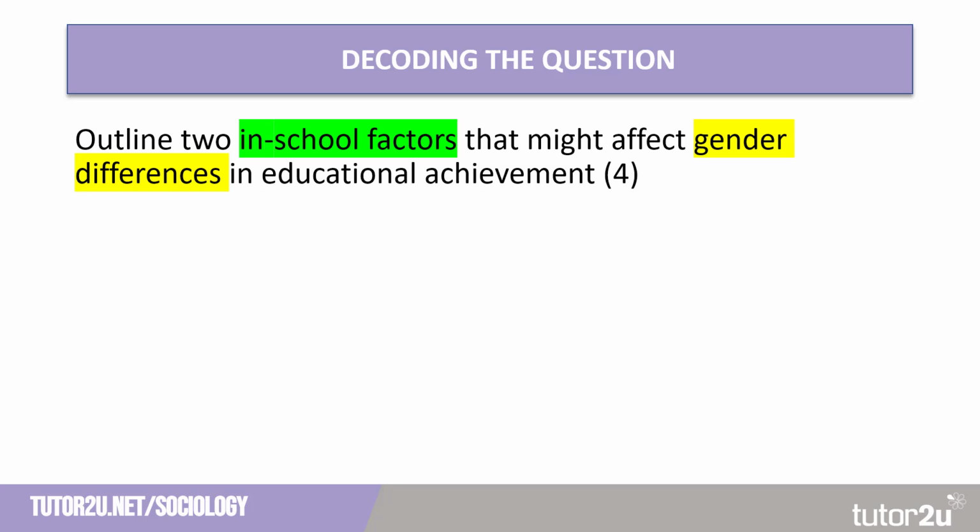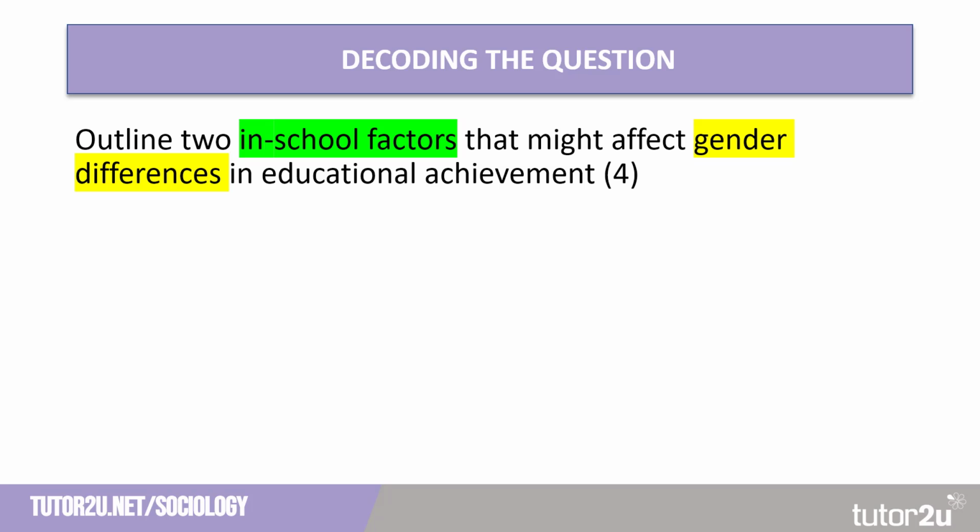In our first sentence, what we look to do is to identify the cause, the in-school factor, and then in our second and subsequent sentences, we talk about how this one specific cause will impact on gender differences. So we're making sure that we address both parts of the question.